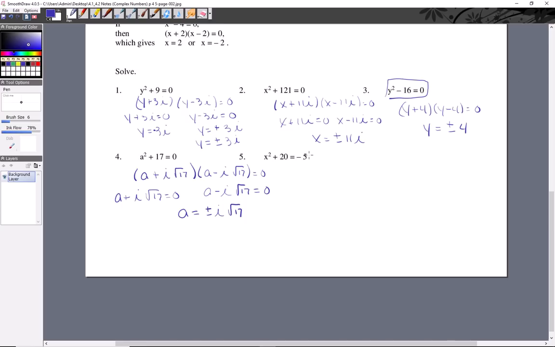This one here, keep in mind that we need for this to equal 0. This whole process, everything here, is set equal to 0. So we need to set this equal to 0 too. So just add 5 back. So x squared plus 25 equals 0. And you can factor that. x plus 5i times x minus 5i equals 0. And x is going to be plus or minus 5i.